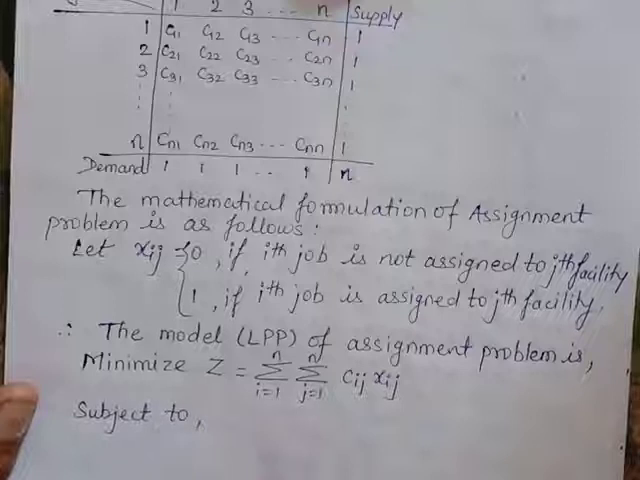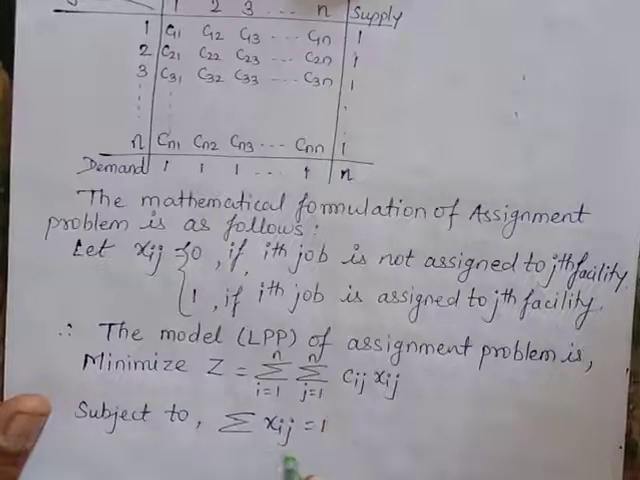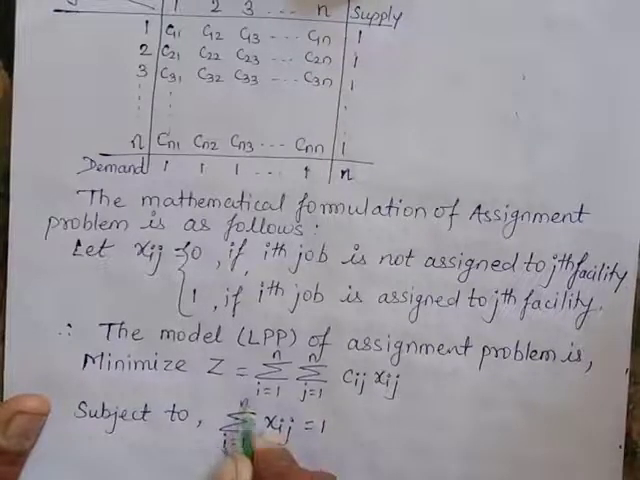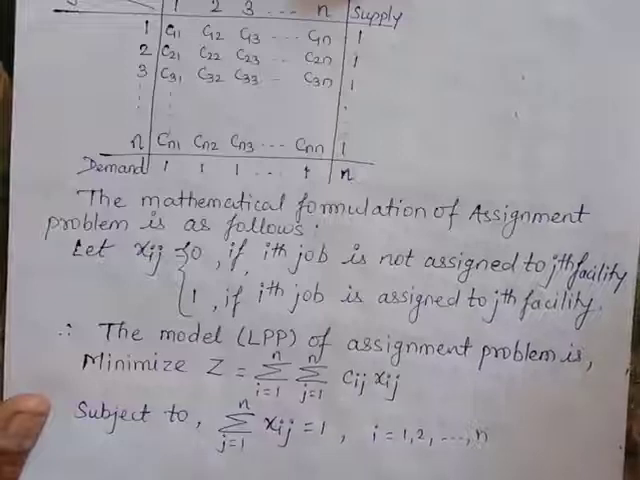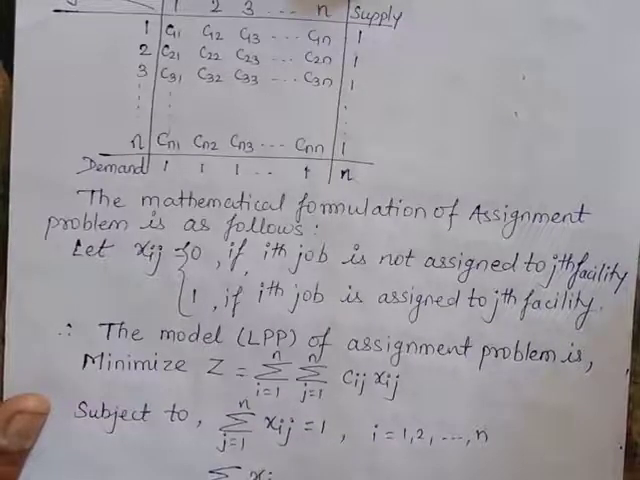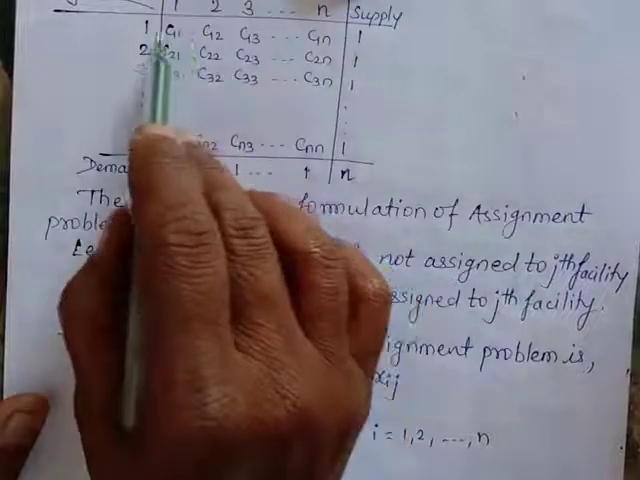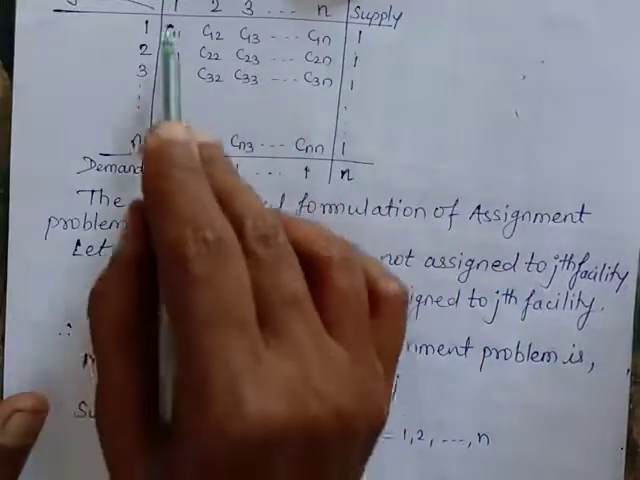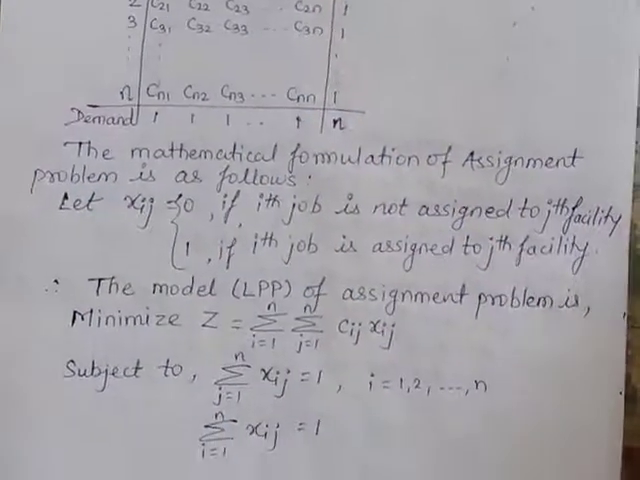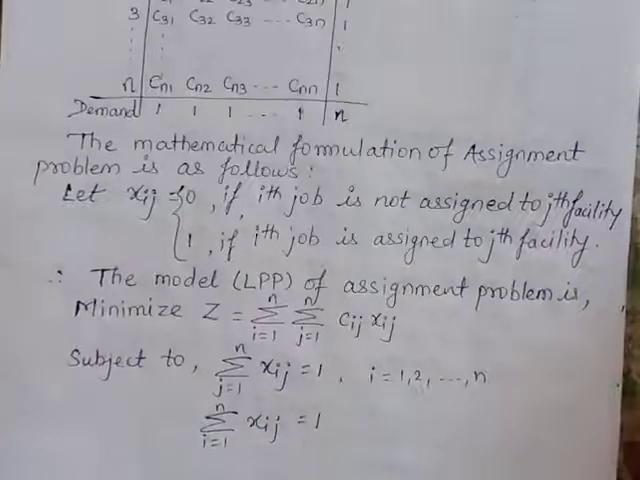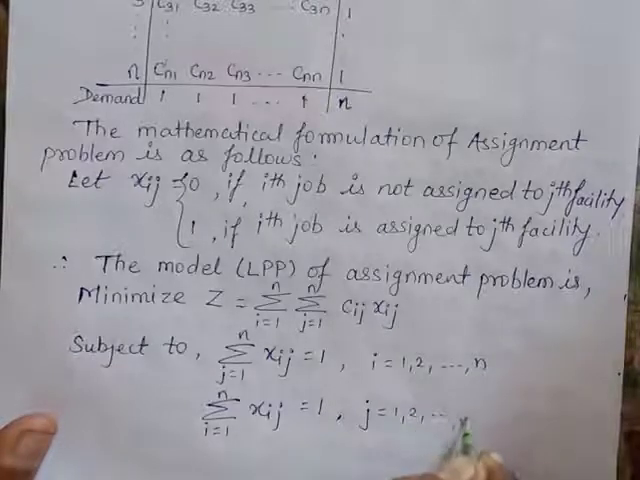subject to the constraints. What are the constraints? Summation xij equal to 1, j from 1 to n, i goes from 1 to n. Fine. And summation xij, that is also 1, for i equal to 1 to n, because the supply should be 1, demand should be 1. So this addition should be 1, this addition should be 1. Such allocations we need there. Fine. So summation xij is 1 for i, and here I will write for j equal to 1 to n.